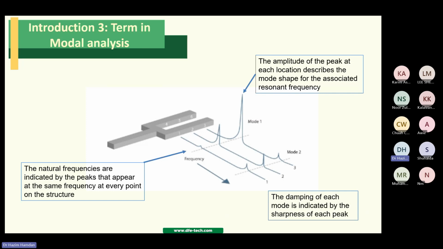Before I go further, I would like to explain the terms in modal analysis. Basically, there are three terms: frequency, damping, and mode. As you can see here, the resonant frequency is indicated by the peak that appears at the same frequency at every point. The amplitude of the peak describes the mode shape for the associated resonant frequency, and the damping of each mode is indicated by the sharpness of each peak.